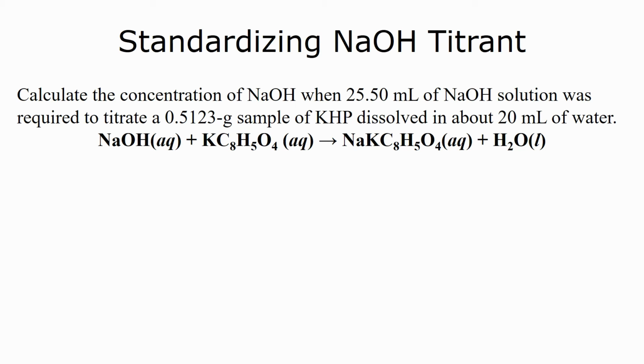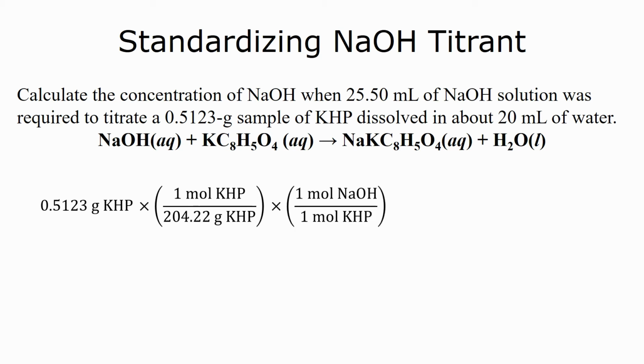So in this reaction, we need to find the number of moles of sodium hydroxide that was delivered during this titration. Since this is a 1-to-1 reaction, we're going to take our mass of KHP, and we need to calculate the molar mass, and then divide the mass by the molar mass. And then, again, since this is a 1-to-1 ratio, this tells us we have delivered 2.5086 times 10 to the negative 3 moles of sodium hydroxide.